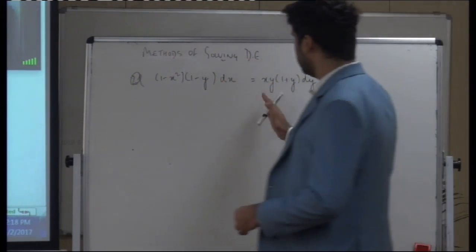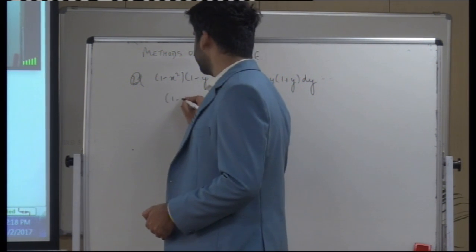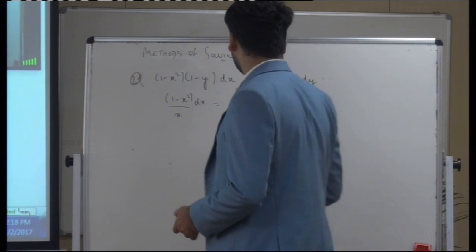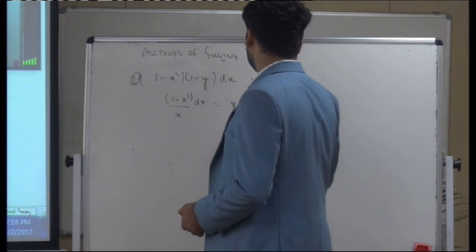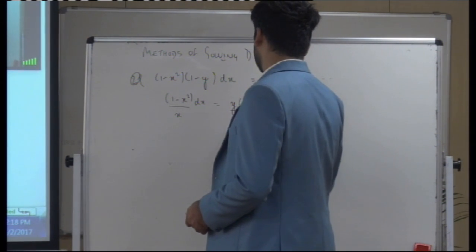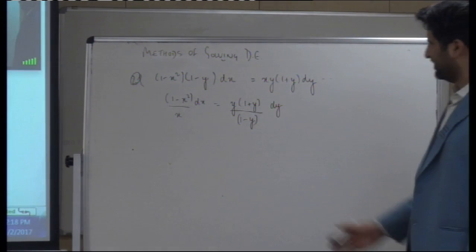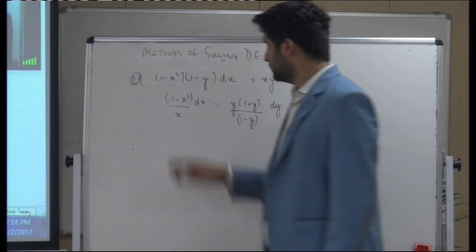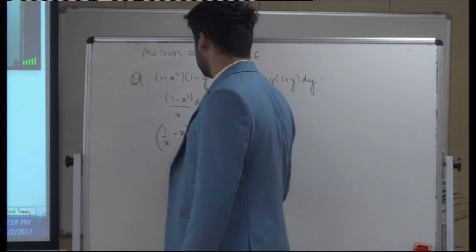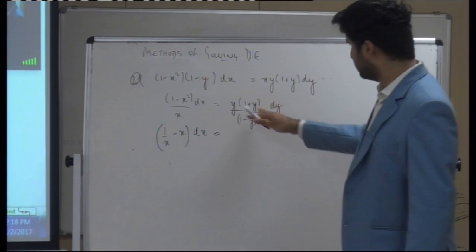So if we shift all the terms containing x on one side, we'll get (1 minus x square) upon x dx is equal to y times (1 plus y) upon (1 minus y) dy. Okay, this part is very easy, right? So we'll get 1 upon x minus x dx. Just rewrite this part to create a very simple thing.